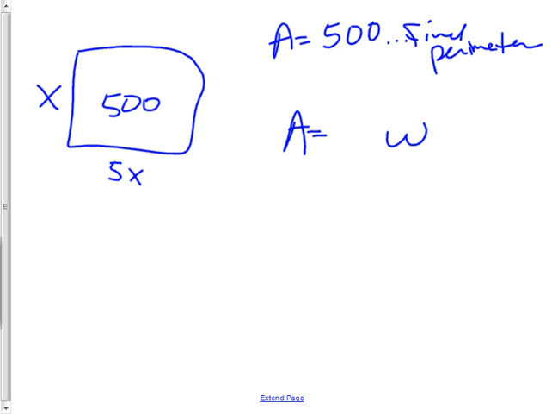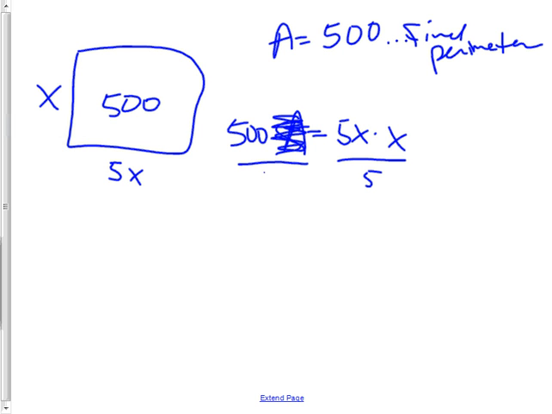5x times what is the height? X. And why am I not done? Well, I know the area is 500, so where can I put that? The A. The A is 500. You get how I can solve that? Now I divide both sides by 5, and I get 100 equals x squared. Can you solve that in your head?